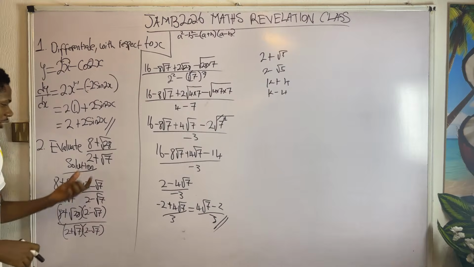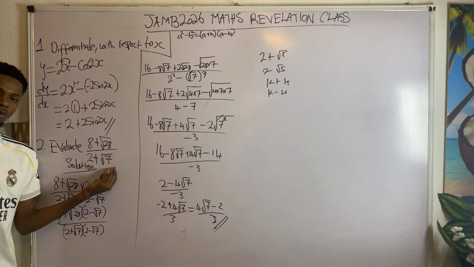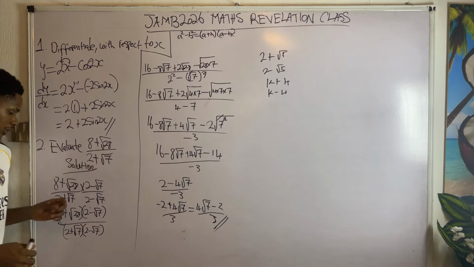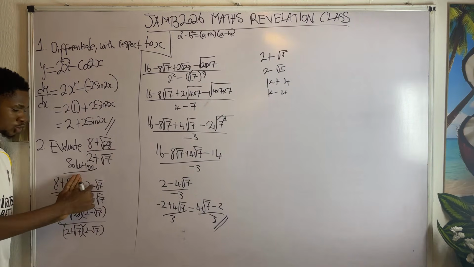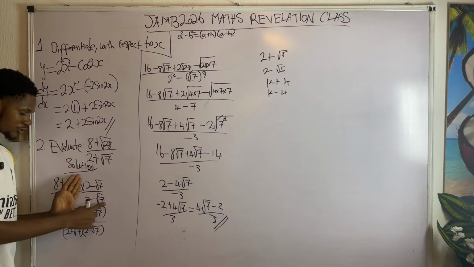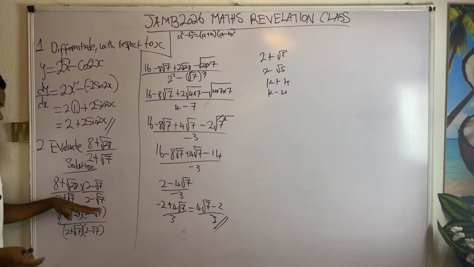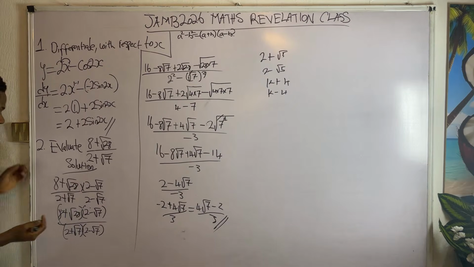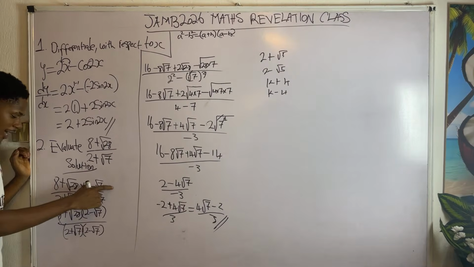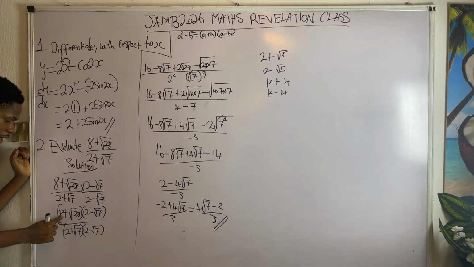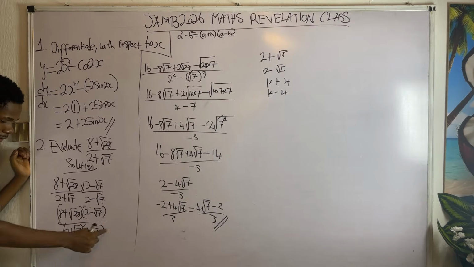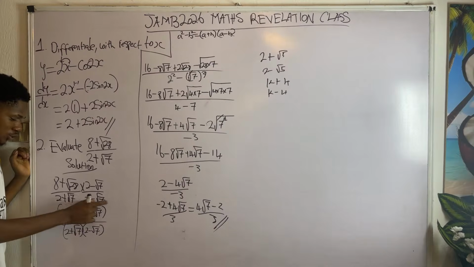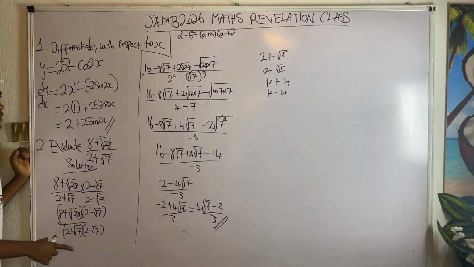Okay, so we're having in this case 2 plus root 7. What is the conjugate of 2 plus root 7? 2 minus root 7. So I'm going to multiply the top and the bottom by 2 minus root 7. So you have (2 minus root 7) over (2 minus root 7), multiplying the question here. From here, we're going to put this in brackets. The top multiplies top, bottom multiplies bottom. So (8 plus root 28) and (2 minus root 7) are multiplying each other, and as well the bottom, (2 plus root 7) and (2 minus root 7) are also multiplying each other.